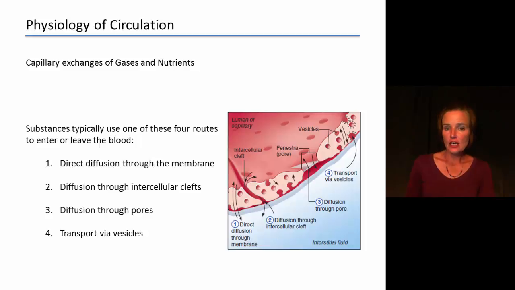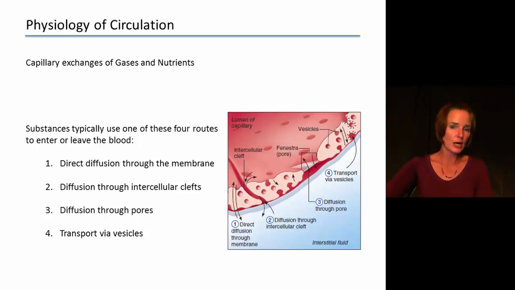The capillaries, they function in the exchange of gases and nutrients at the tissue level. The substances are typically going to use one of 4 routes to either enter or leave the blood. We can have direct diffusion through the membrane, so diffusing right into the capillary. We can have diffusion through intercellular clefts. We can have diffusion through pores. We can also have transport via vesicles.